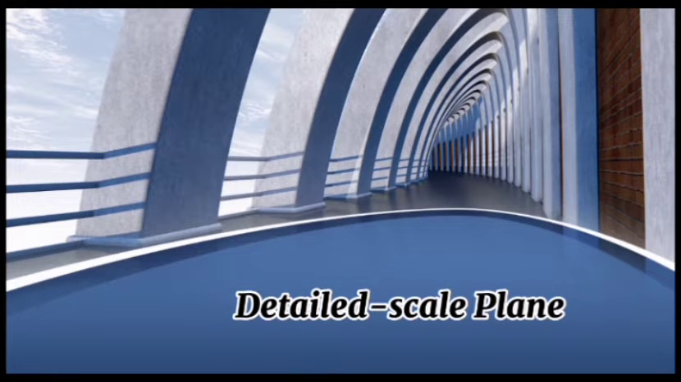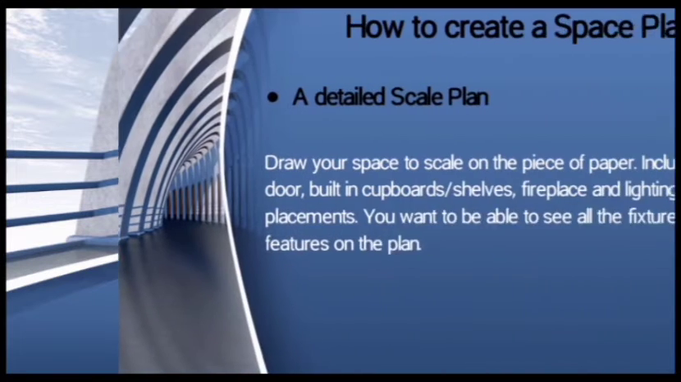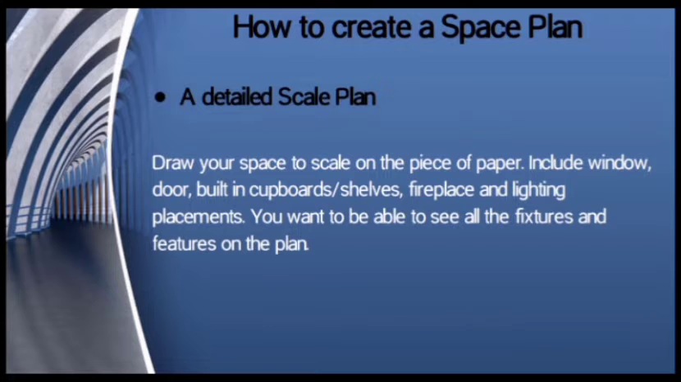Next part, in part 4, is called a detailed scaled plan. Try to get as large a piece of paper as possible. To make it easy, I'm just getting a large A1 or A2 piece of card and some pencils to do this with. Draw your space to scale on the piece of paper. Include a window, door, beams, and cupboards or shelves, fireplace, and lighting placement. You want to be able to see all the fixtures and features on the plan.